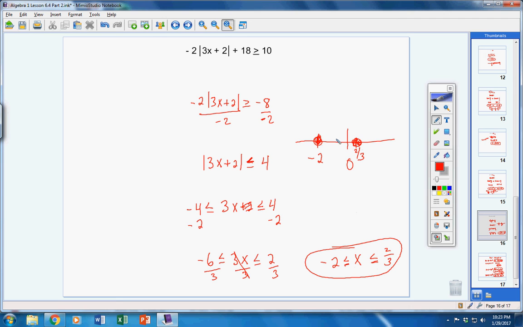And notice it says x is greater than negative 2, and it's less than 2/3, so you could go like this if you wanted to, that's fine. Or you could just do this if you wanted to. And that would be fine also.